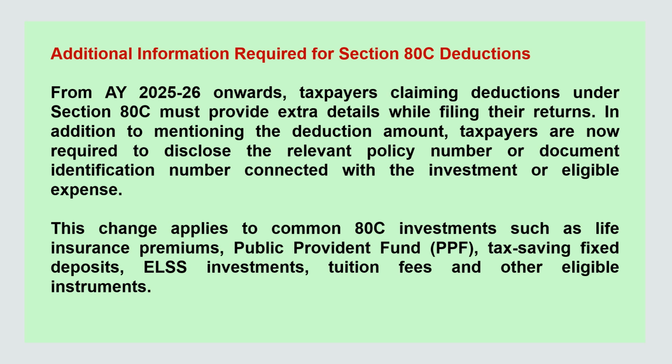Additional information required for Section 80C deductions. From AY 2025-26 onwards, taxpayers claiming deductions under Section 80C must provide extra details while filing their returns. In addition to mentioning the deduction amount, taxpayers are now required to disclose the relevant policy number or document identification number connected with the investment or eligible expense. This change applies to common 80C investments such as life insurance premiums, Public Provident Fund (PPF), tax saving fixed deposits, ELSS investments, tuition fees, and other eligible instruments.